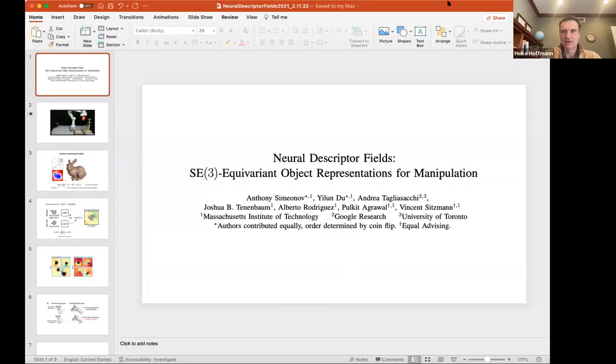So we present two papers today. The first one is the Neural Descriptor Fields paper. And then the second one is the vector neuron paper, and Karan will present the second one, the vector neurons. And then we'll start with this one. So I start with the Neural Descriptor Fields. That's the paper I shared on Monday.